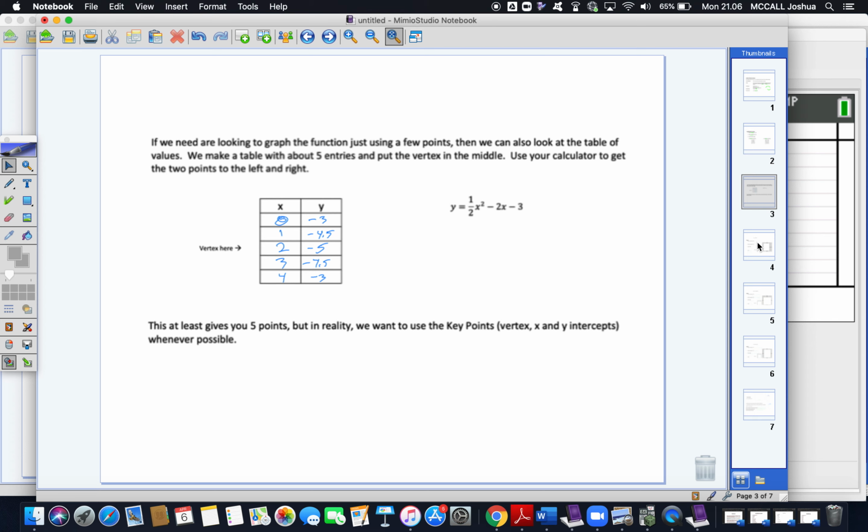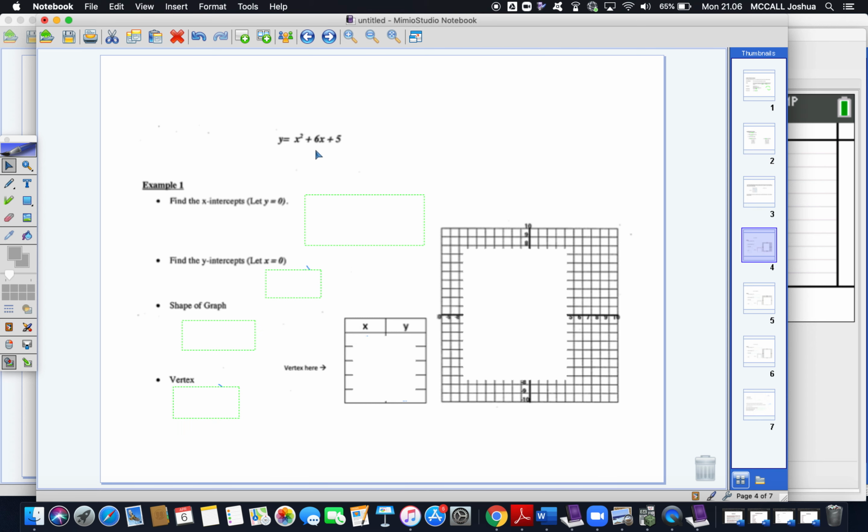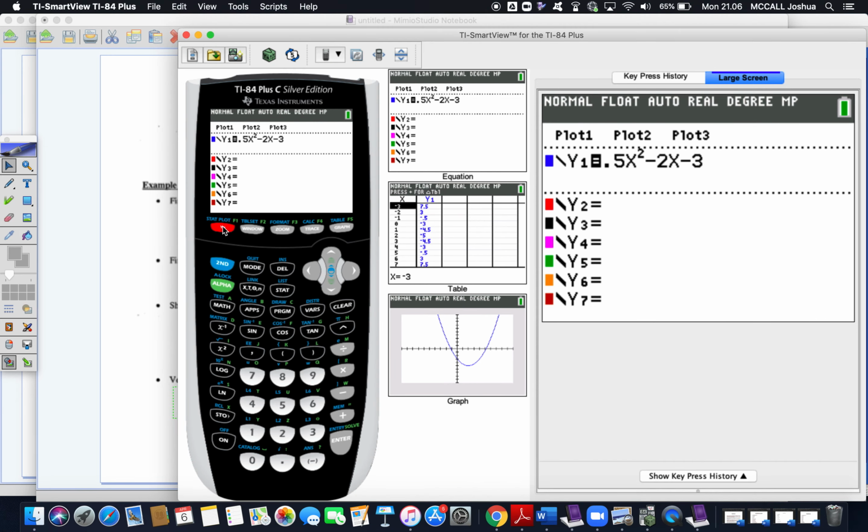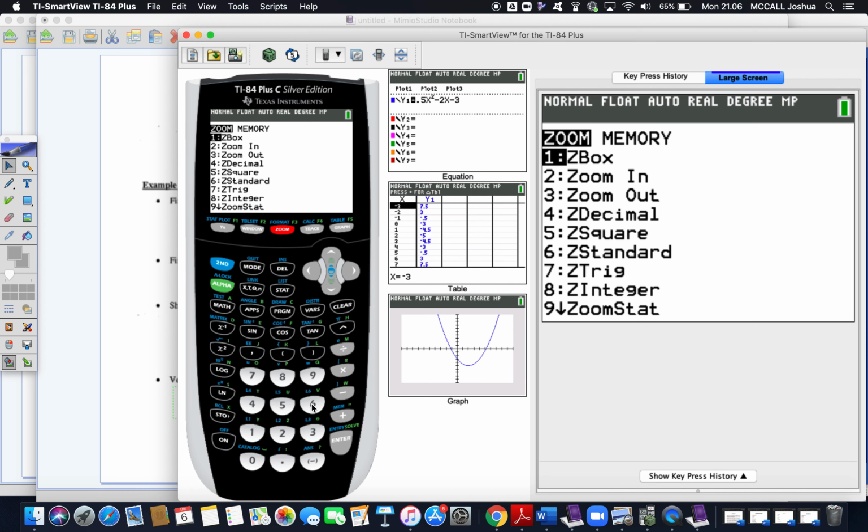So let's try this one. So we have x squared plus 6x plus 5. And for me, I like to get the vertex first. So I'm going to go back in here. I'm going to go to y equals. And our equation, just clear this one out. Our equation was x squared plus 6x plus 5. Just see if we get a picture for that. Zoom 6.